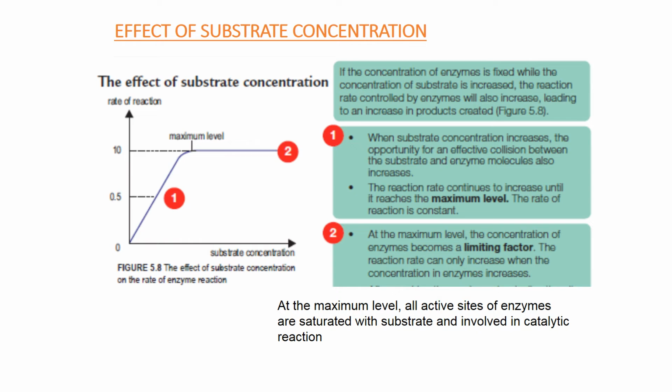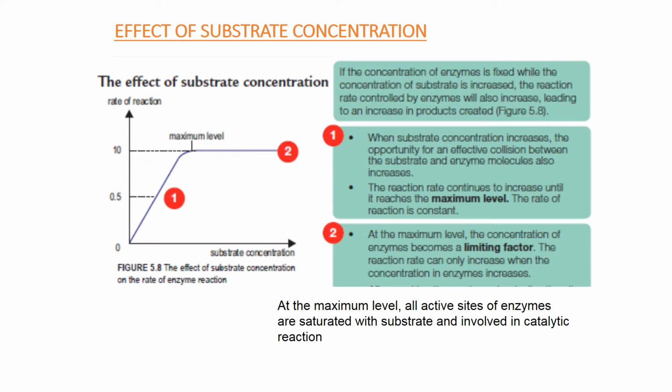Next, we will discuss the substrate concentration. The higher the substrate concentration, the higher the rate of enzyme reaction. Refer to the graph. Phase 1 shows that as the substrate concentration increases, the rate of enzyme reaction also increases. This is because the effective collisions between the substrate and enzyme molecules also increase. But the reaction rate continues to increase until it reaches the maximum level. That is the starting point of phase 2.